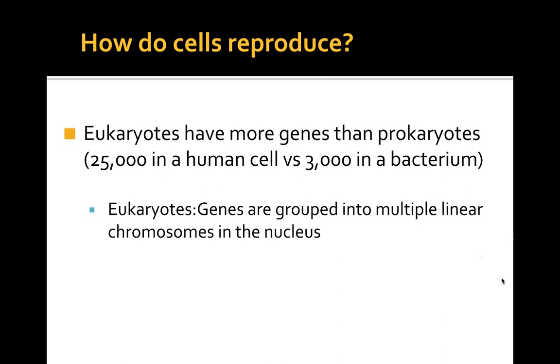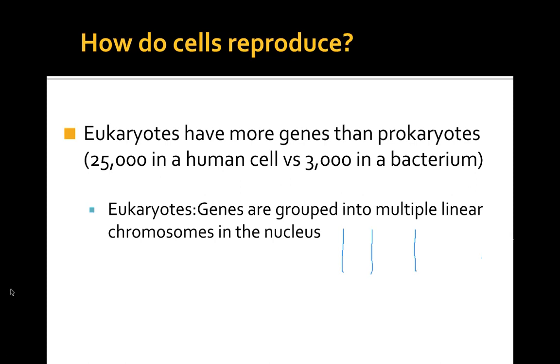And then the other big difference is what that DNA actually looks like. If we're looking at a eukaryotic cell, that larger amount of DNA is organized into linear structures that we call chromosomes. So chromosomes are like a single piece of DNA. If you were looking in the nucleus of a eukaryotic cell, you would see DNA organized into what looks like little lines. And each of these lines would be a single chromosome.